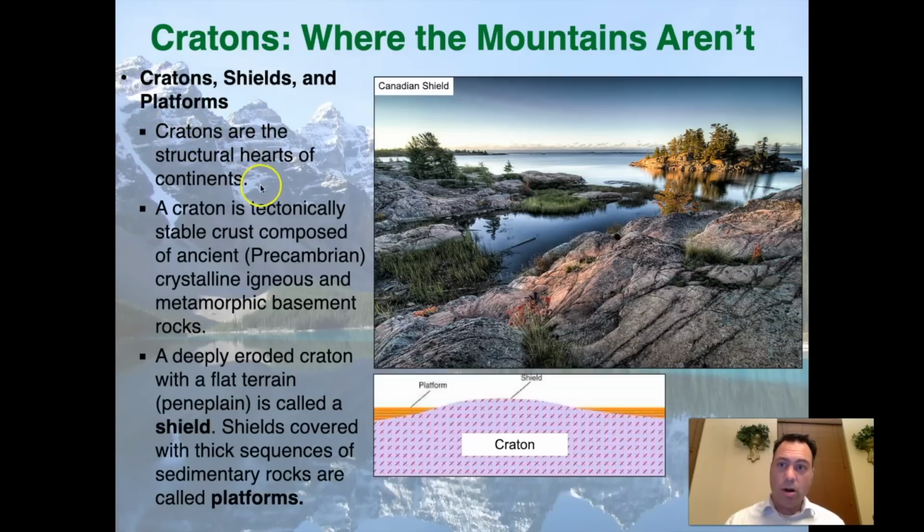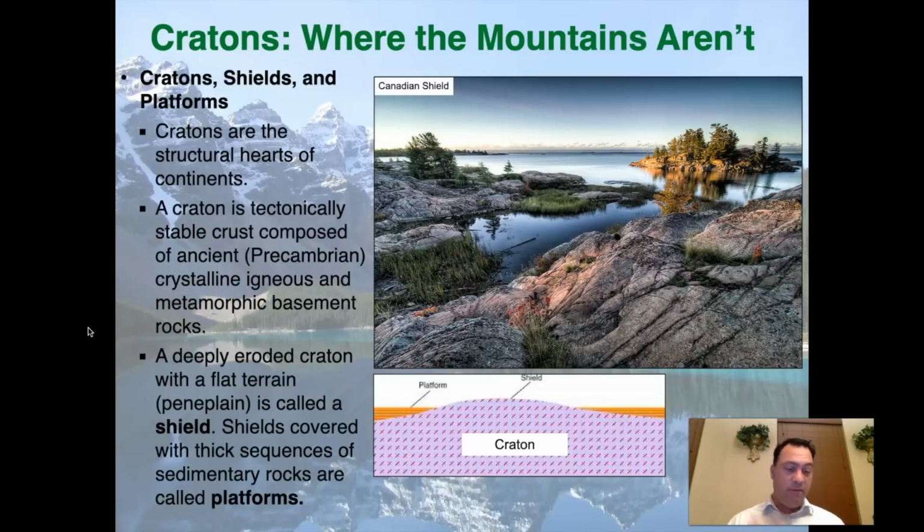Cratons are the structural hearts of continents. So we tend to think of continents as these things that are moving around and kind of faulting and folding and rifting and doing all kinds of complicated things. But it turns out there are portions of them that are extremely ancient, and when I say extremely ancient, over 600 million years old, that would be the youngest part. So a craton is tectonically stable crust composed of ancient, which is to say Precambrian, crystalline, igneous, and metamorphic basement rock. So this is really old stuff.